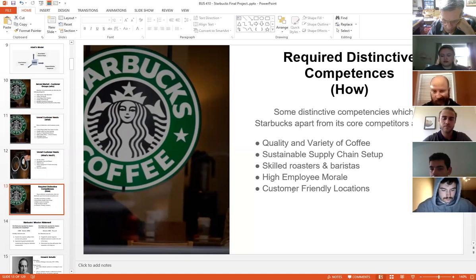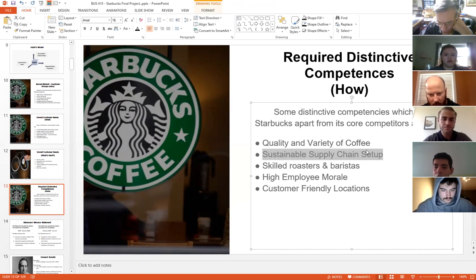Again, just the quality itself is much better than its competitors. Then we have a sustainable supply chain setup, skilled roasters and baristas. So they hired the best candidates and they train them for a set amount of time. And then high employee morale because of all the benefits that the company offers. And then customer friendly locations. As I mentioned, you can stay as long as you want at the Starbucks locations, and they offer free Wi-Fi as well.